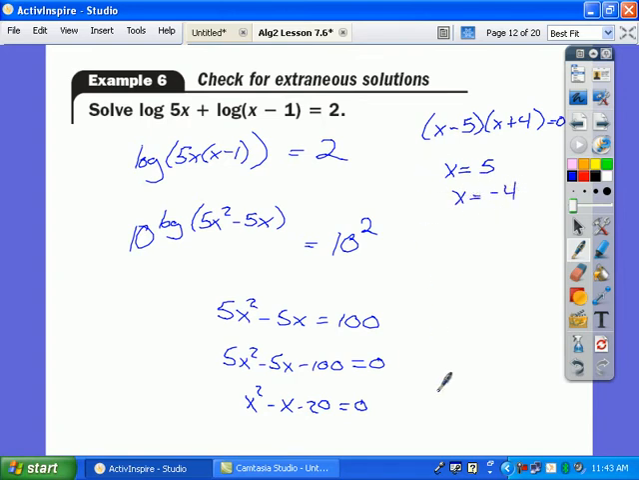No, they're not. We have to check for extraneous solutions now. But I'll tell you, the process of checking for extraneous solutions isn't so bad. What's the domain of our logarithmic function? What values am I allowed to plug in for the argument?